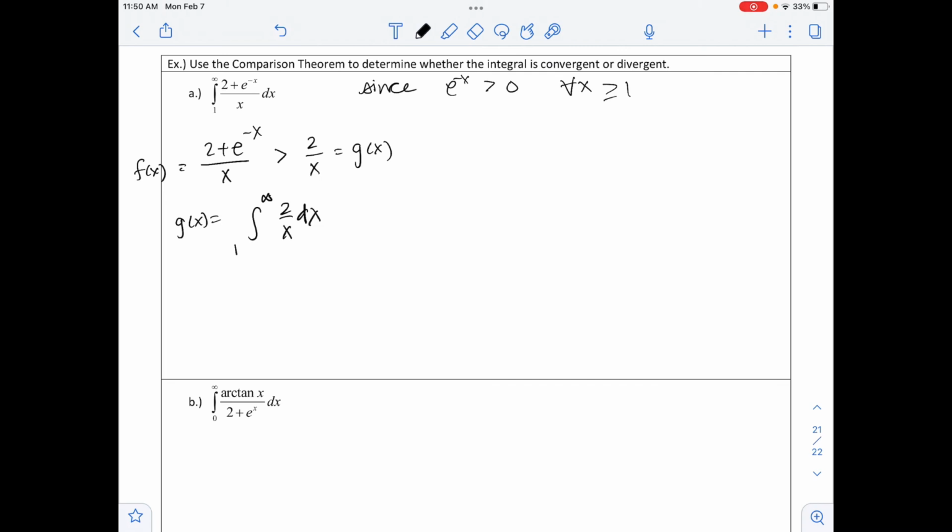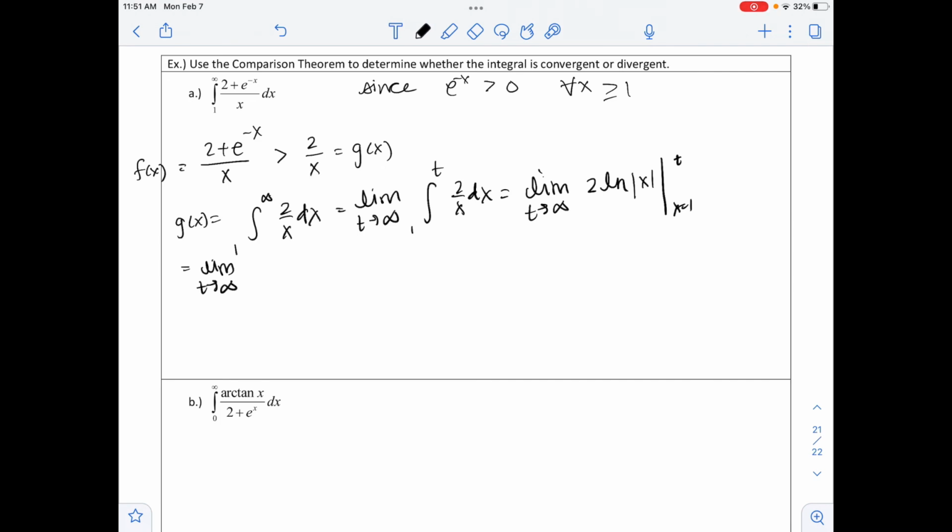And we can say that this is now going to be the limit as t approaches infinity of the integral from 1 to t of 2 over x dx, which is going to now become the limit as t approaches infinity of 2 times the natural log of the absolute value of x, evaluated from x equals 1 to t. And then this is going to now become the limit as t approaches infinity of 2 times the natural log of the absolute value of t minus 2 times the natural log of the absolute value of 1.